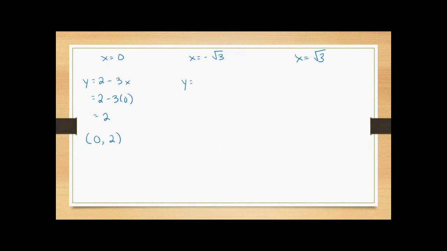Second solution here, we're plugging in negative square root of 3. So I have 2 minus 3 times the negative square root of 3. So a negative times a negative is positive. This is going to be 2 plus 3 square root of 3. Now, we don't want to approximate this, so we are actually going to write our answer with these nasty radicals. So our x is negative square root of 3, and then the y is 2 plus 3 times the square root of 3.